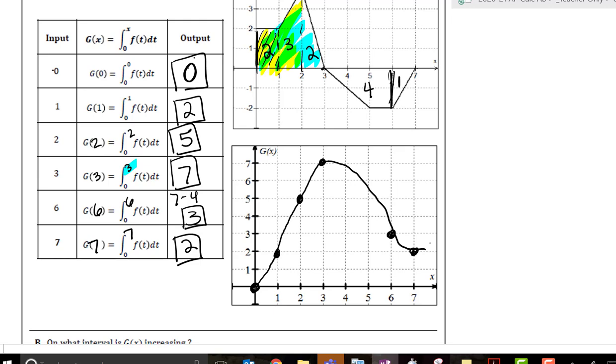And remember, it does not have to be beautiful. It does not have to be perfect. I am not a great drawer, as most of you know. So remember, it does not have to be perfect, but let's label that y equals G of x.